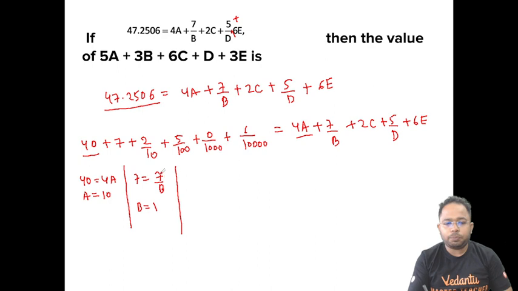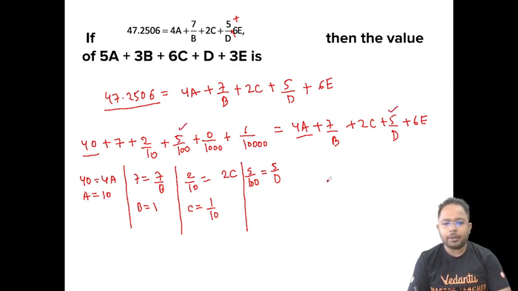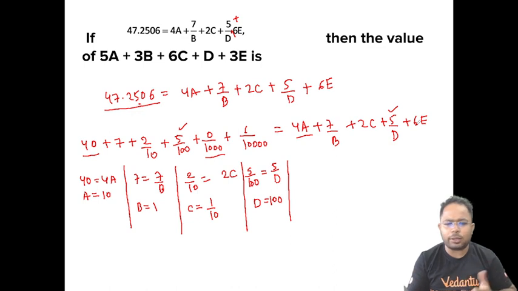Now comparing the place value of this 2 by 10 with 2c, the 2s cancel. What we get? c is equal to 1 by 10. What about d? 5 by 100 is equal to 5 by d, because 5 is there in the hundredths place. So once again, what we get here? d is equal to 100. And there is no place value for 0 by 1000, so let it be 0 by 1000, 0 only.